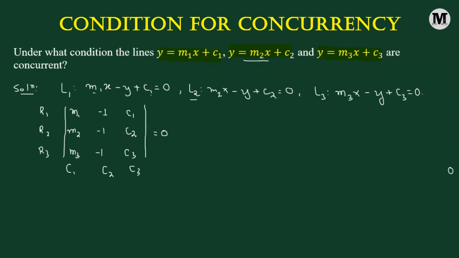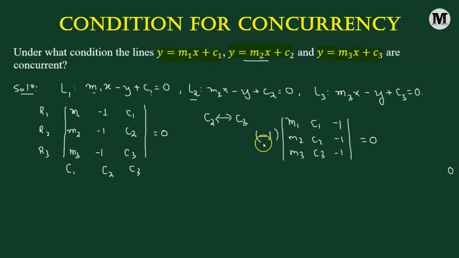Now we are going to simplify this determinant. First, we're going to interchange column 2 and column 3. That means C2 is going to be interchanged with C3 and C3 is going to come in the place of C2. But the moment we do that, the determinant is going to be multiplied by a negative sign. So we have -1 multiplied to it. We have m1, m2, m3 in the first column. Then in the second column, now we have c1, c2, c3, and the second column goes to the third column to make it -1, -1 and -1. So this is going to be equal to 0.